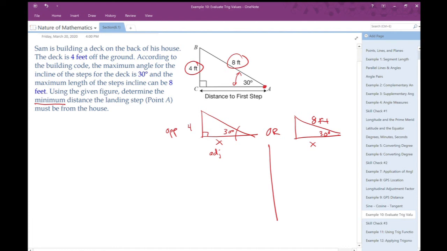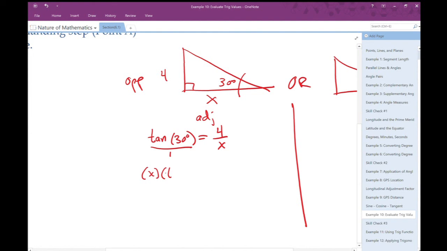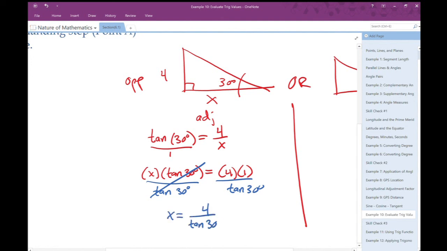if I look at this left-hand side, adjacent and opposite is the tangent function. So we would say tangent of 30 degrees is equal to opposite, which is 4, over adjacent, which is x. And because we have a fraction, we want to make both sides fractions. I need to get the x out of the denominator, so I'm going to cross multiply. When we cross multiply, we get x times tangent of 30 degrees is equal to 4 times 1. There's our cross product. I'm going to divide both sides of the equation by tangent of 30 degrees. So it cancels, and we have x is equal to 4 over tangent of 30 degrees.